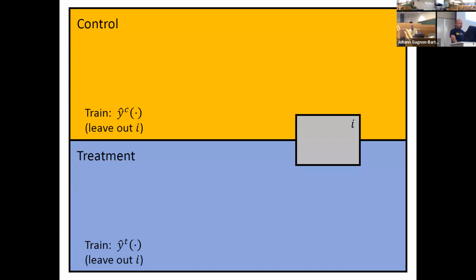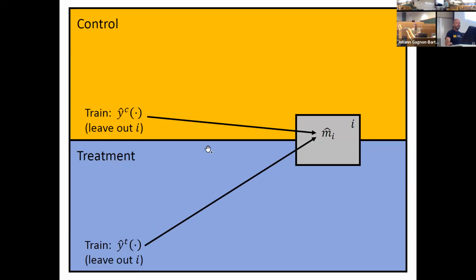Within each arm of the trial, within the control and within the treatment, you train an outcome model, leaving out I. So you train a model to predict the control outcomes from the control units, and you train a model to predict the treatment outcomes from the treatment. And then using these, you predict both the control potential outcome and the treatment potential outcome for unit I, average them, and that gives you your MI hat.